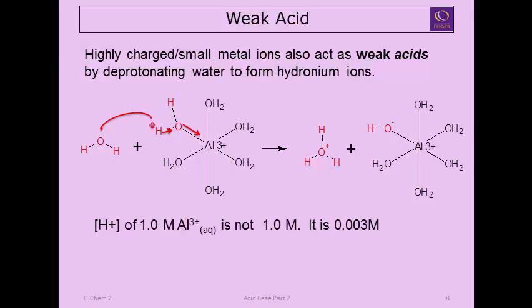But once again, if you had 1 mole per liter of aluminum 3+ ion and you dropped it in a liter of water, you wouldn't end up with 1 mole of hydronium ion. You'd actually get 0.003 moles. And once again, the exact calculation we'll learn later.